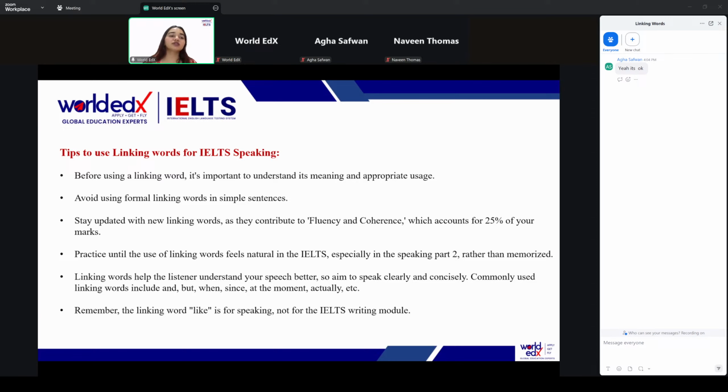So the first is, before using a linking word, it is important to understand its meaning and appropriate use. Of course, when you want to say yes and you don't really know the meaning of yes, you might end up saying no. So you need to know the meaning of the words.